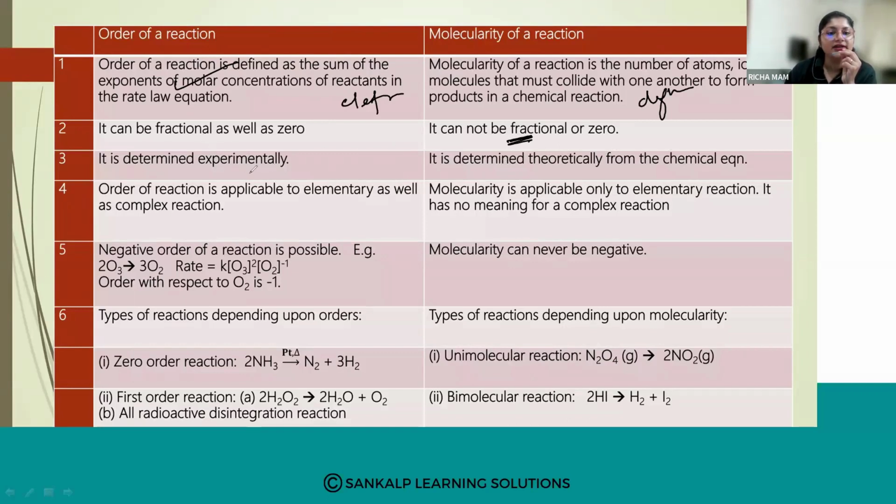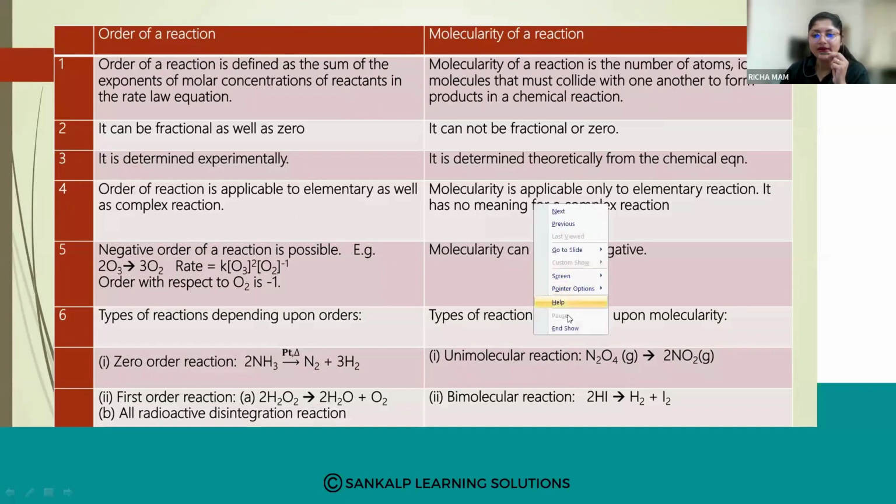Order of reaction is determined experimentally, molecularity is determined theoretically. Order of reaction is applicable for both elementary as well as complex reactions. Molecularity is applicable only for elementary reactions. So like this, you have to give the differences. Very important question. They will ask you to give the differences between order of reaction and molecularity of reaction.